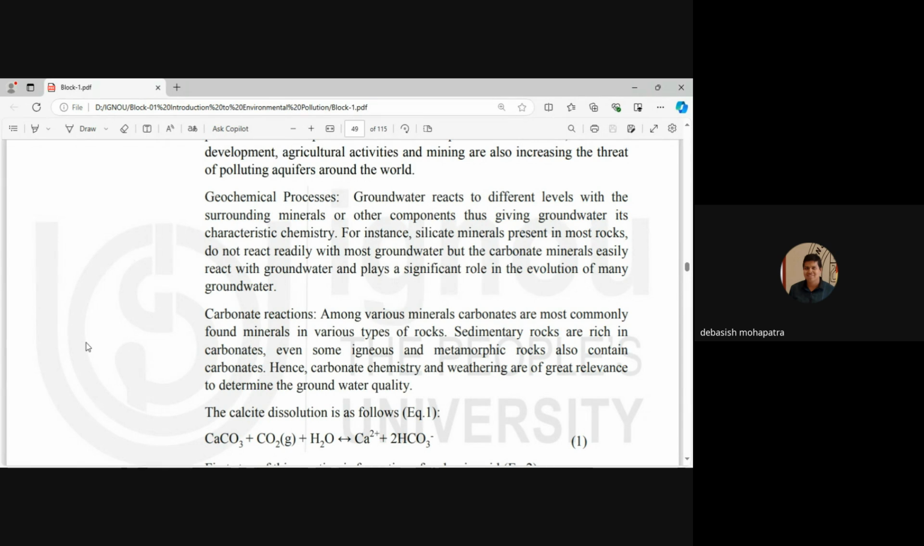For instance, silicate minerals present in most rocks do not react readily with most groundwater, but carbonate minerals easily react with groundwater and play a significant role in the evolution of many groundwaters. Then carbonate reaction among various minerals. Carbonates are the most commonly found minerals in various types of rocks, and sedimentary rock is rich in carbonates. Some igneous and metamorphic rocks also contain carbonates. Hence carbonate chemistry and weathering are of great relevance to determining groundwater quality.